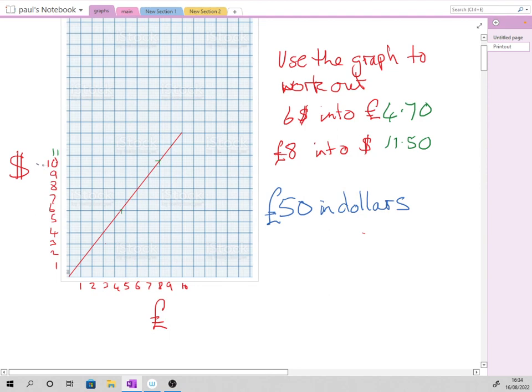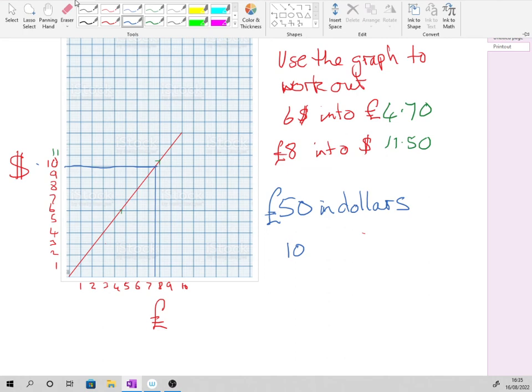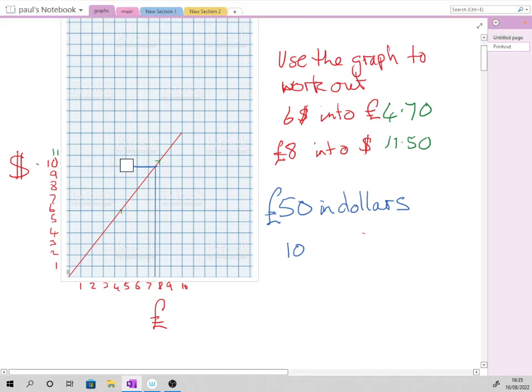But use a bit of lateral thinking now. If we know that $10 is down there, which is maybe about £7.60. So if I think £50 in dollars, I've done it the wrong way around, haven't I? I did dollars into pounds. See, every question is designed to catch you out. Right. Let's have a look.